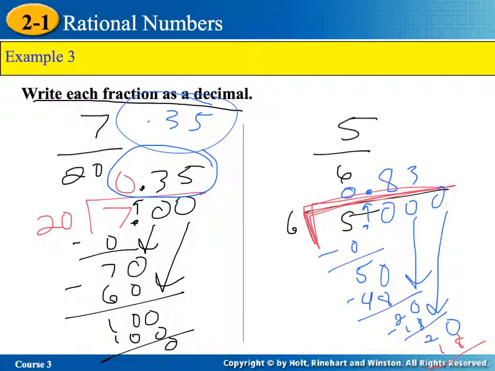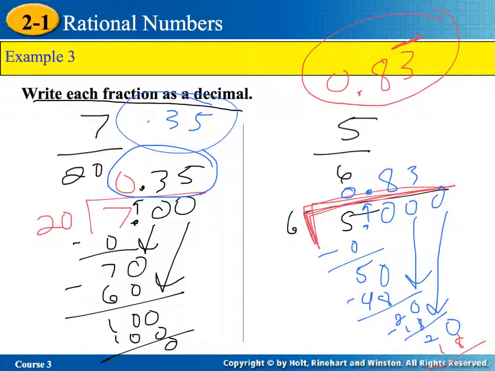So, because I'm finding this pattern, what do we do? Well, first I stop what I'm doing. Red light, stop. And how do I write a repeating decimal? That 3 repeats. So my answer is 0.83 repeating.